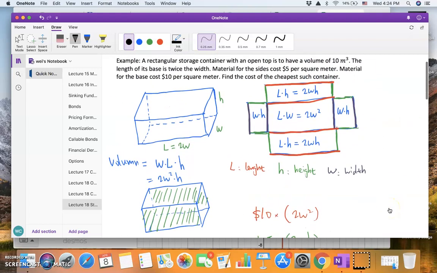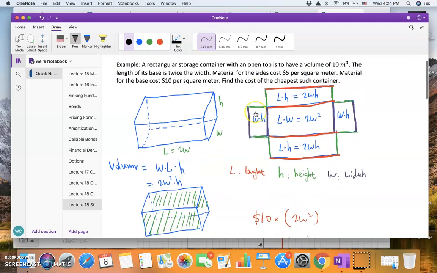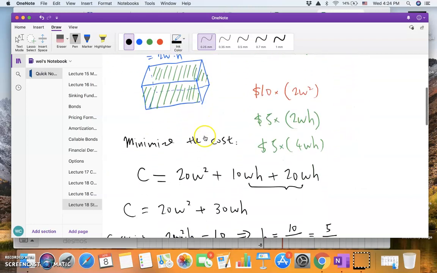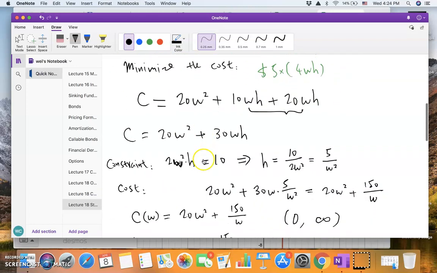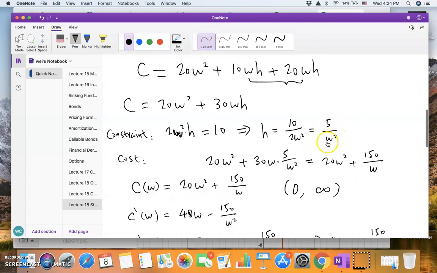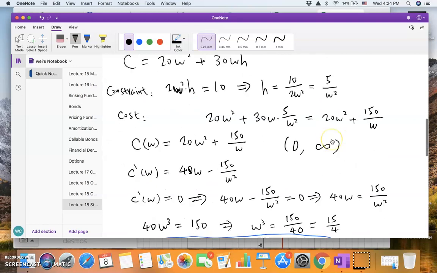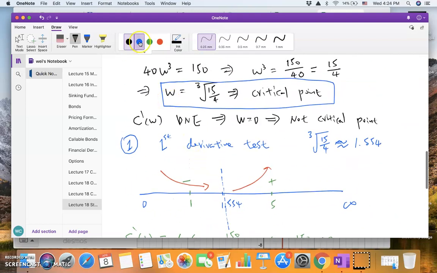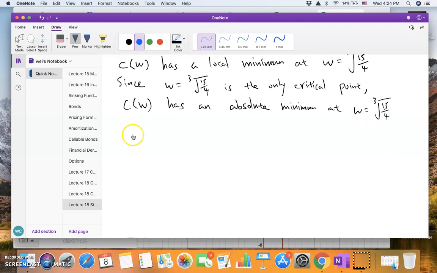So to minimize the cost, when we design this container, the width should be the cube root of 15 over 4. Therefore, the length should be 5 over the square of the width. Okay, now let's see what if we do this problem using the second derivative test?